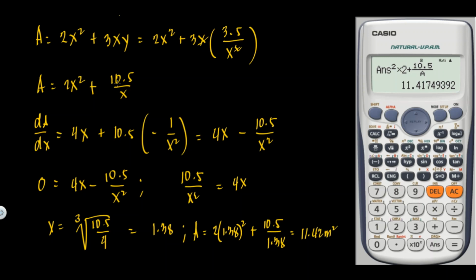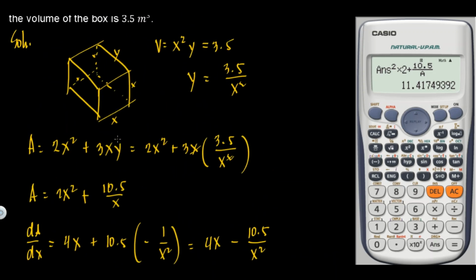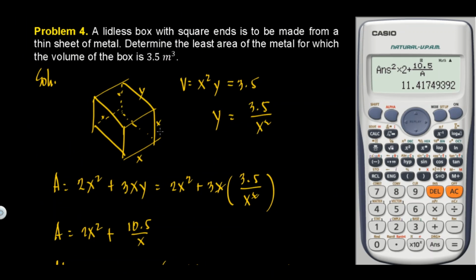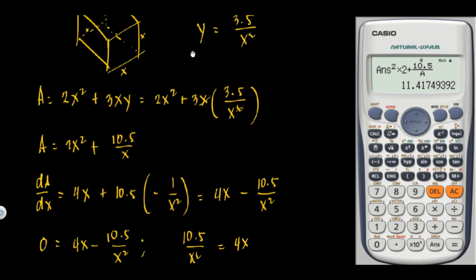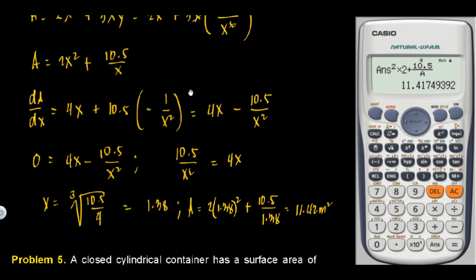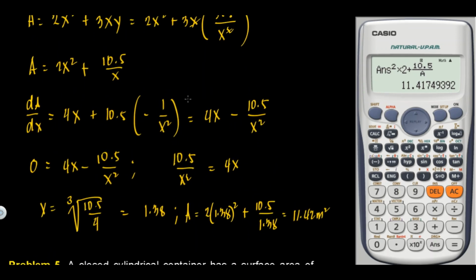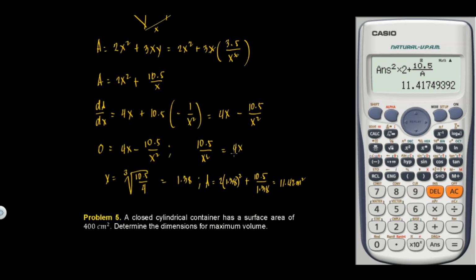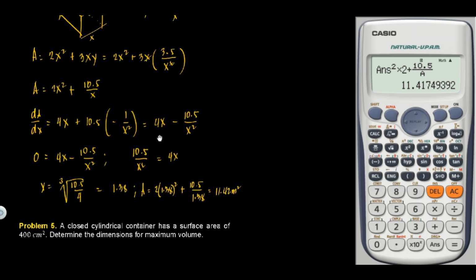So, that is our area. The problem says least area. So, we need to differentiate this to see if it will give us the minimum value. If it is positive, it is a minimum. So, differentiate this: 4x minus 10.5 over x squared. Let me leave some space.